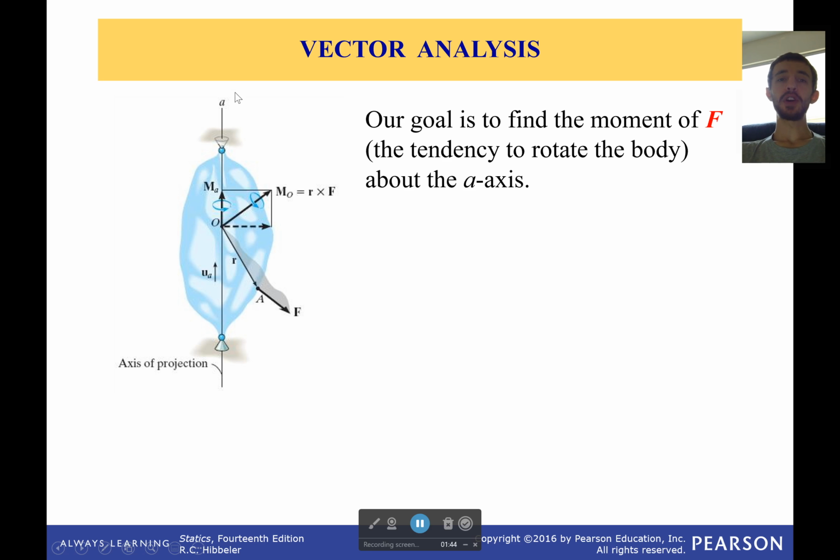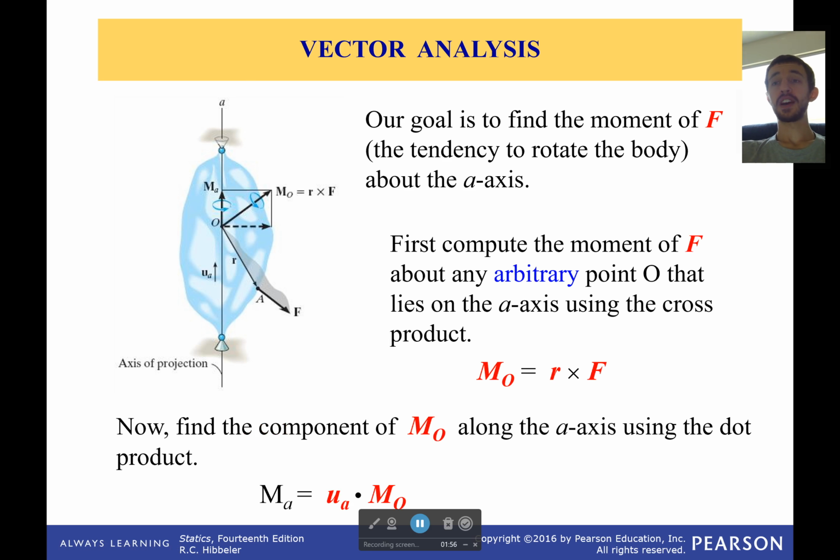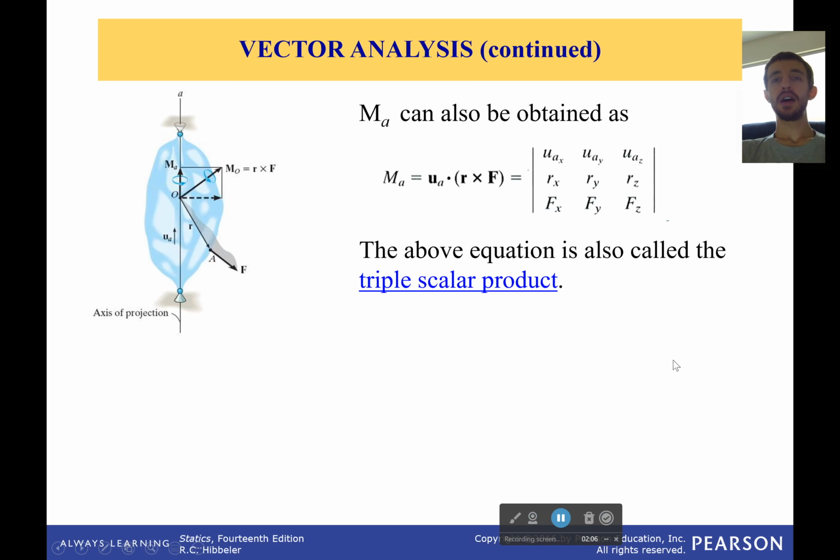Okay, but let's say we want to go only around this A axis here. We want to figure out what the moment around that A axis is. We know how to take a cross product, but how do we get that component? Well, we get it by taking a dot product with that cross product. This is something called the triple scalar product, as we're going to see. And there we go. So this is the triple scalar product.